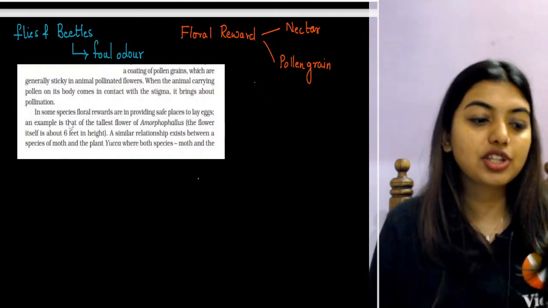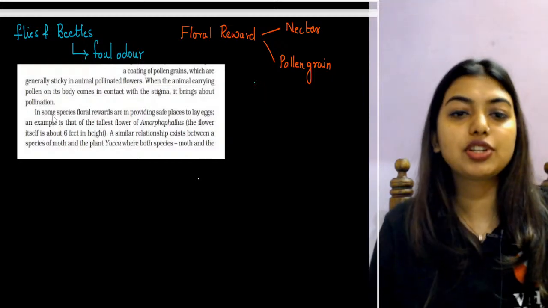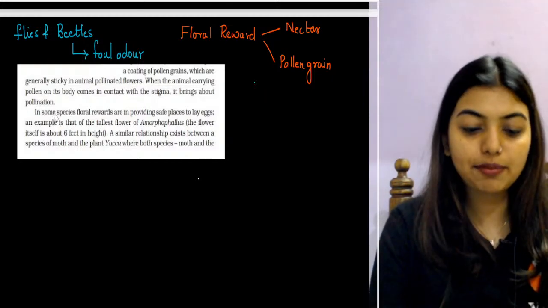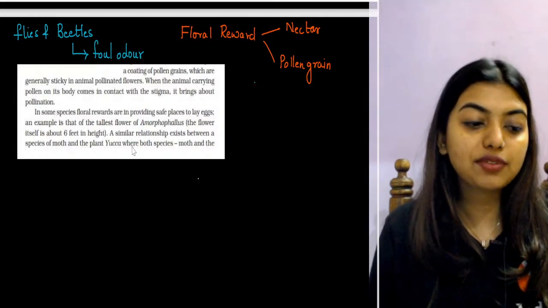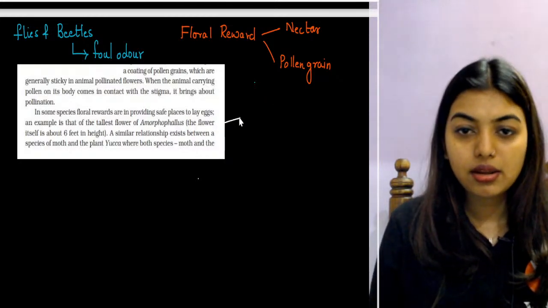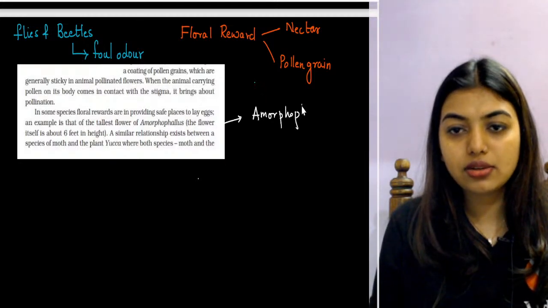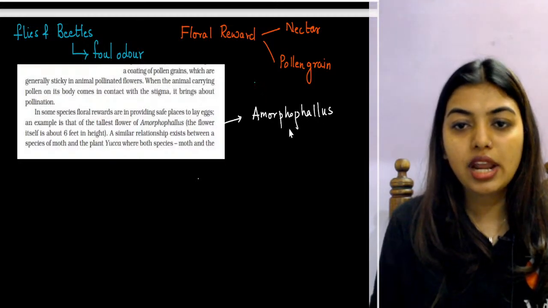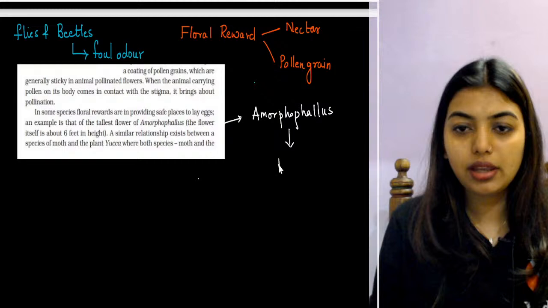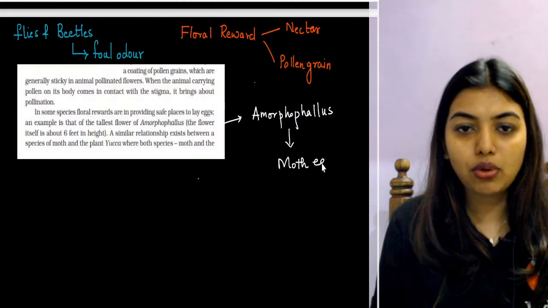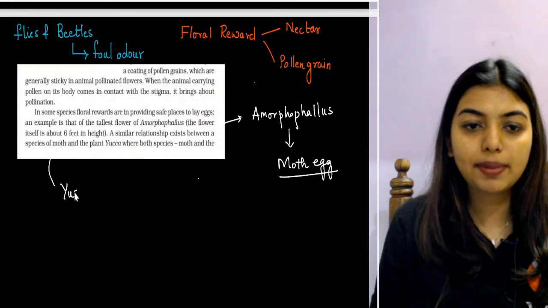In some species the floral rewards are in providing safe places to lay eggs. Okay, safe places to lay eggs. An example is the tallest flower called Amorphophallus. Okay, this is a tall flower. What is this going to do? It is going to help in keeping the moth egg inside them. At the same time you have a species of yucca plant.